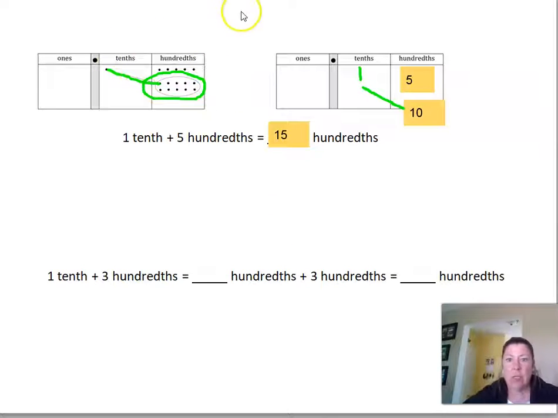So now let's go to number 2. In number 2, they have examples like 1/10 plus 3/100ths. Well, again, it has to be apples to apples. I know that 1/10 is the same as 10/100ths. So 10/100ths plus 3/100ths equals 13/100ths. So now we're going to move on to our whiteboard to do some examples.